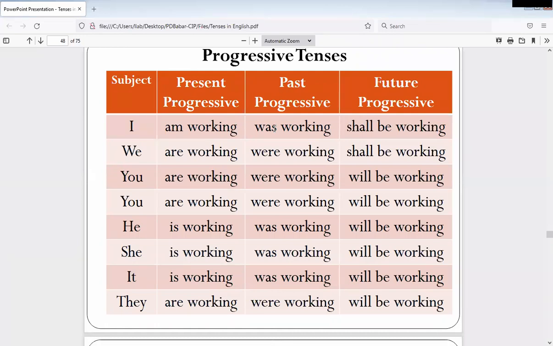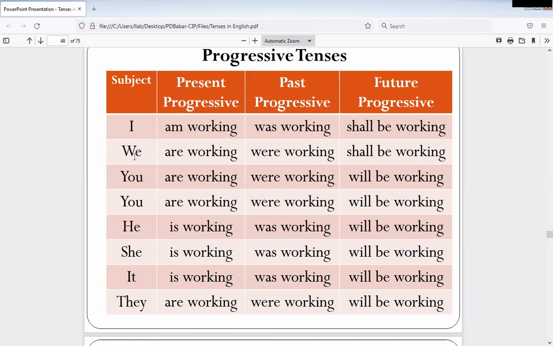And for the future progressive, I shall be working or I shall be teaching. म्हणजे पुढच्या आठवड्यात मी काय करणार आहे, शिकवणार आहे. I shall be teaching. मी शिकवणार असेन किंवा मी शिकवत असेन. That action will be going on. Next week on Tuesday during the first session, from 10 a.m. to 11 a.m., I shall be teaching. This is the future progressive sentence structure.